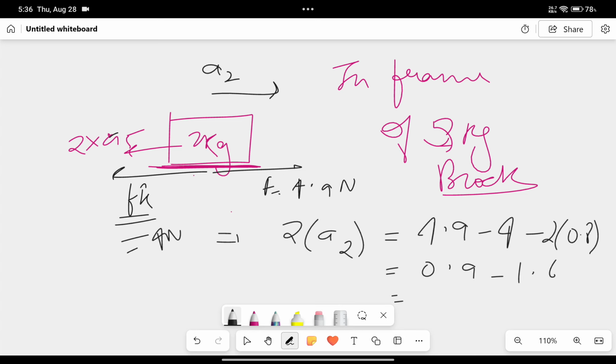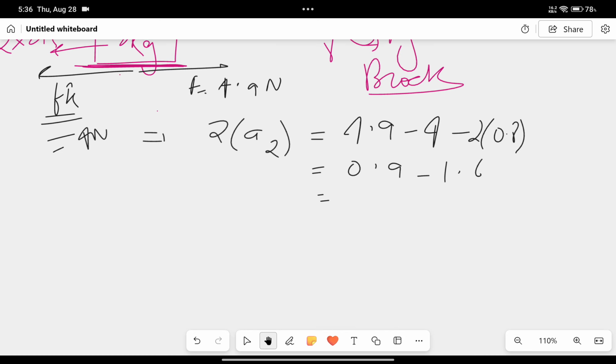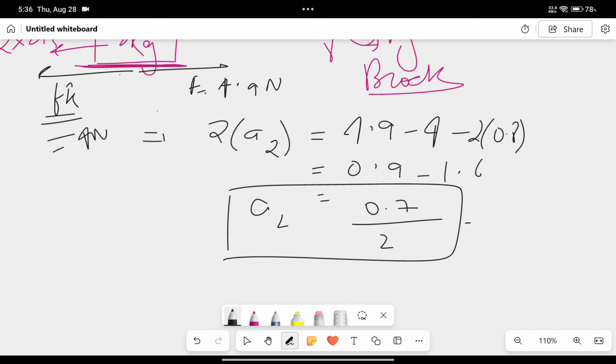16 minus 9 will be 7, so 0.7, right? 0.7 divided by 2 will give us the acceleration of this, so it will come out to be minus 0.35. So it will be minus 0.35 meter per second square.